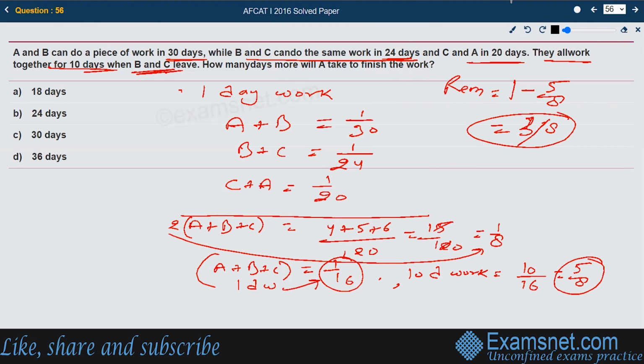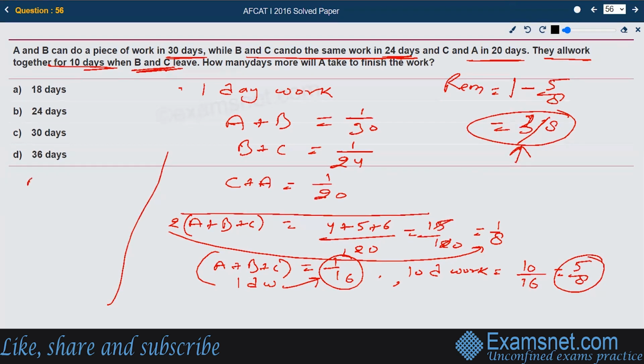Let us see who has to finish this. He said B and C leave. So only A has to finish this remaining work. What is the capacity of A? If A is given one work, he completes it in how many days? We are supposed to find out that. For that, what we'll do, A's 1 day work can be found out as A plus B plus C's 1 day work minus B plus C's 1 day work. This is how A's 1 day work can be found out.